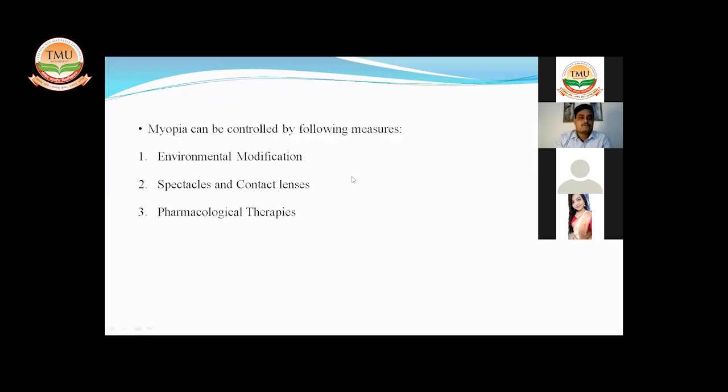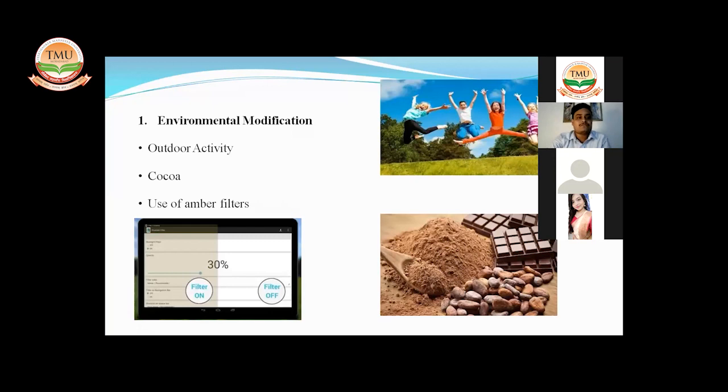So myopia can be controlled by the following measures: environmental modification, which is very important nowadays, spectacles and contact lenses, and pharmacological therapies. When we talk about environmental modification, we generally mean outdoor activity. We need to advise our patient to go and do outdoor games and activities, and to be present in the sunlight, and sunlight activities are considered good. Because of the spatial resolution, the effect of sunlight, and the frequency of light, it gives the patient a very natural condition to play, to grow, and to do activities.